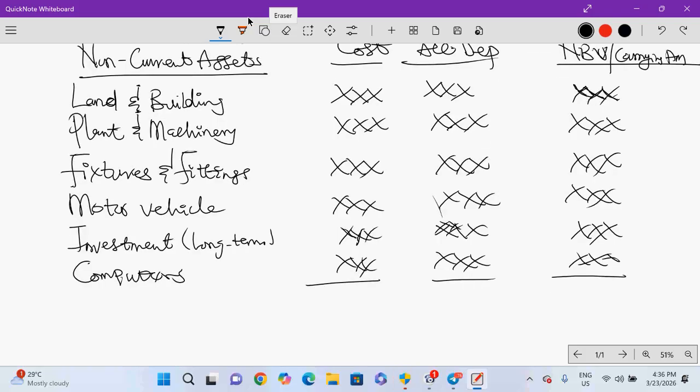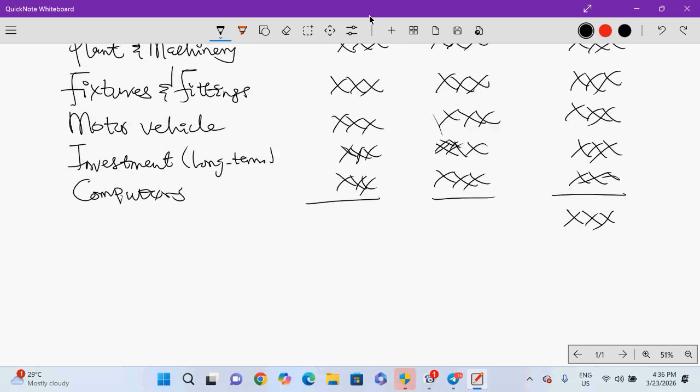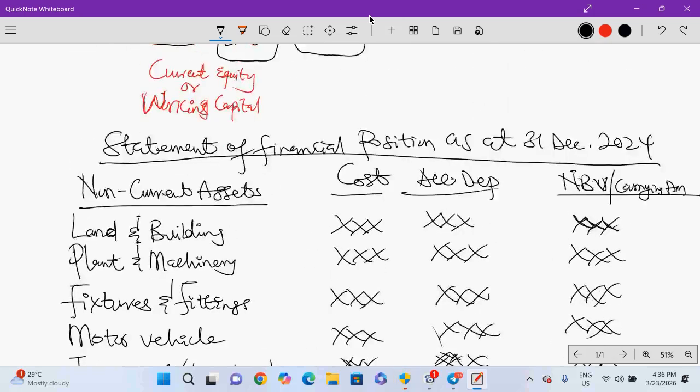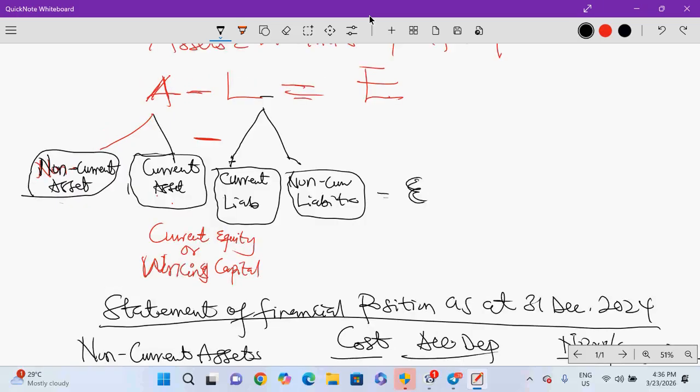In exams, don't worry yourself to tally this one. You do not use the cost, and you do not use the accumulated depreciation. What you use is this figure, so you continue with this figure. You leave this one, there is no time. So now we are done with the non-current portion, the non-current assets.